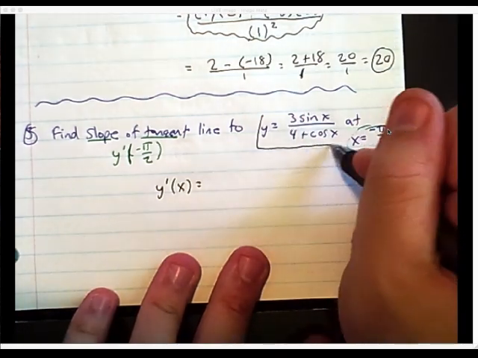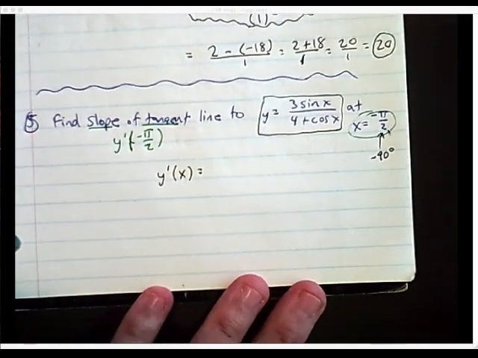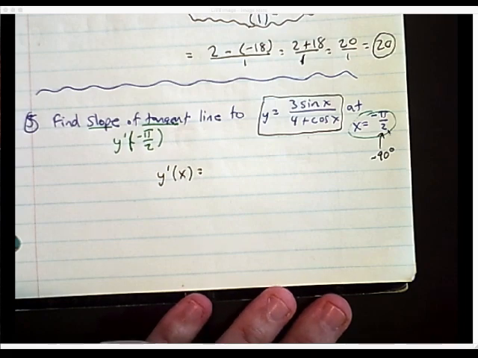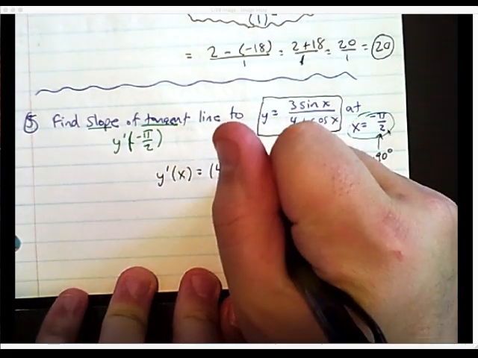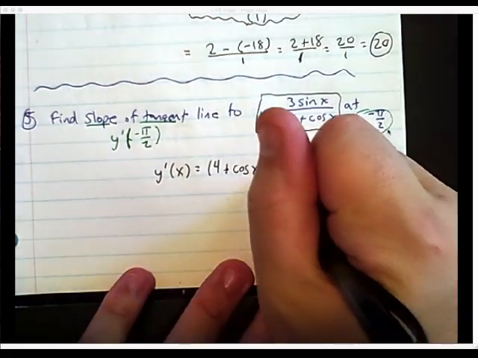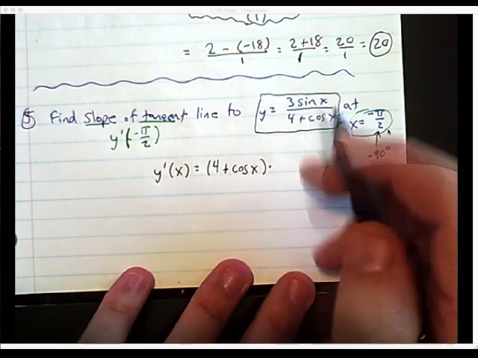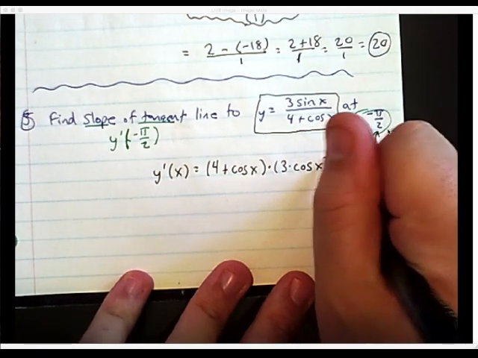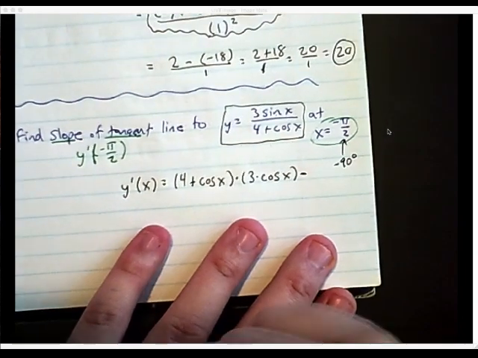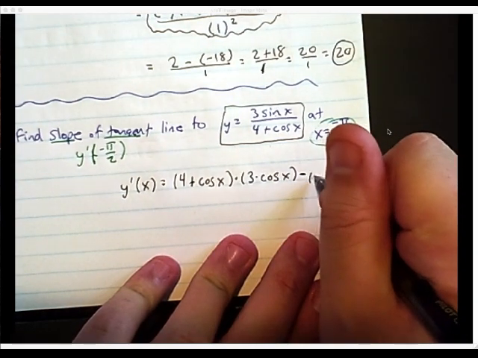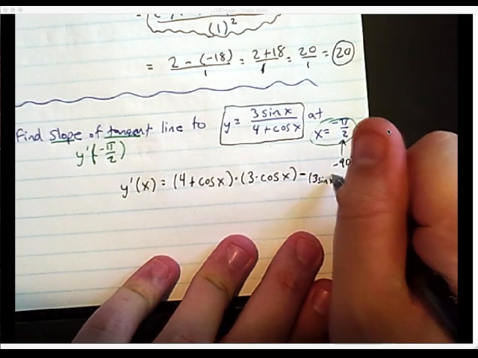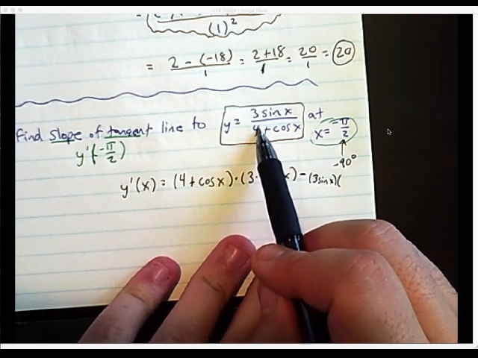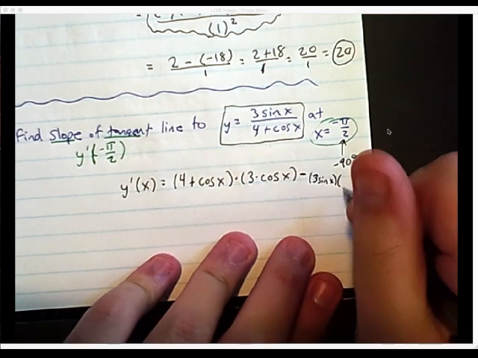Okay, so we've got to go to our y function, and we have to take the derivative. Well, y is a quotient, so I have to use the quotient rule. So low, 4 plus cosine of x, is on the bottom, times the derivative of the high, the derivative of 3 sine of x. Well, the 3 stays there, times the derivative of sine, which is simply cosine, minus, okay, high, what's on high? 3 sine of x, times the derivative of the low. The derivative of 4 is, if that's a constant, 0, but the derivative of cosine is negative sine.